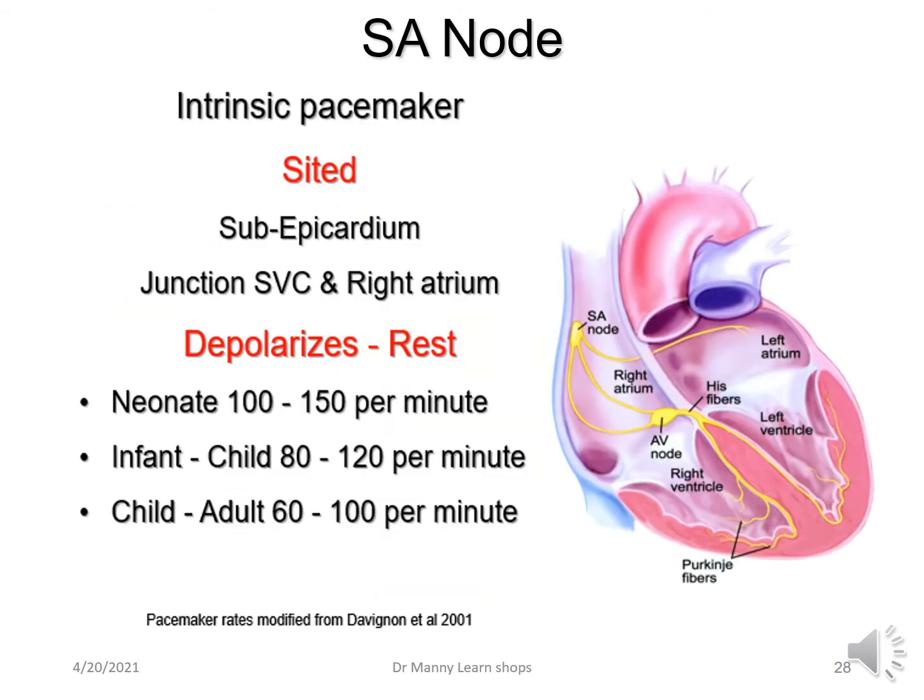If we look at it in a little bit more detail, we look at the SA node. The sinoatrial node is considered to be the intrinsic pacemaker of the heart because it can depolarize faster than any of the other pacemaker or conduction tissue under normal circumstances. And it's sited in the subepicardium at the junction of the superior vena cava and the right atrium, and it depolarizes at rest in the neonate between 100 and 150 beats per minute, in the infant or the younger child 80 to 120 beats per minute, and in the older child and adult, let's say adolescent, between 60 and 100 beats per minute, because we're looking at pediatrics here today, not adults.